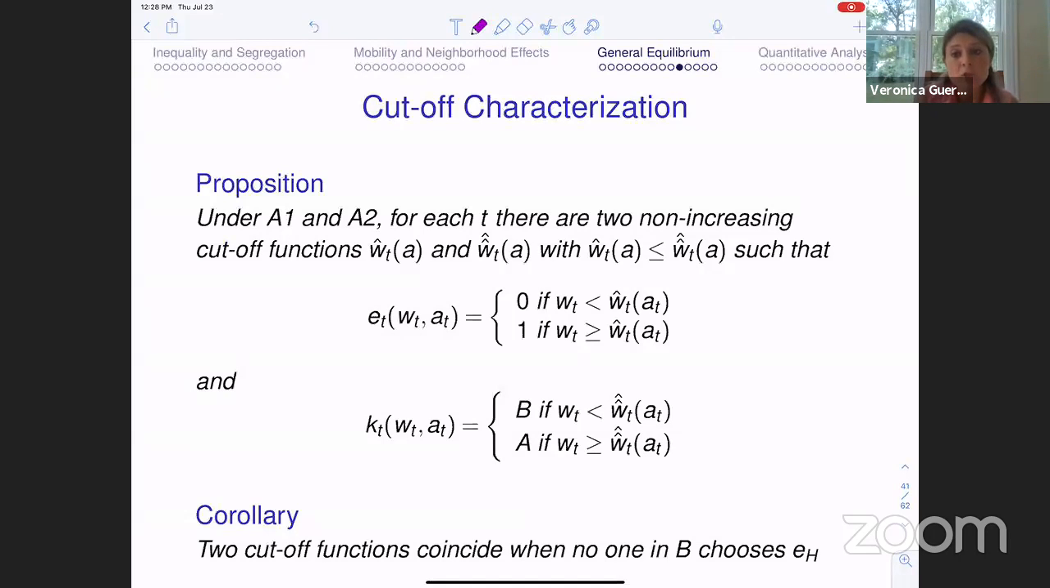So with these assumptions, we can characterize the equilibrium with two non-increasing cutoff functions. And again, I'm using this binary education model just for explaining the mechanism, but then in the quantitative analysis, I'm going to extend it to a continuous education choice. But for now, we have two cutoff functions. One is the high education, low education, so the educational decision, and the other cutoff function is going to determine the neighborhood of choice.